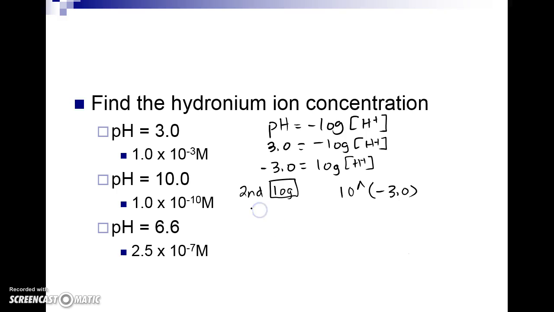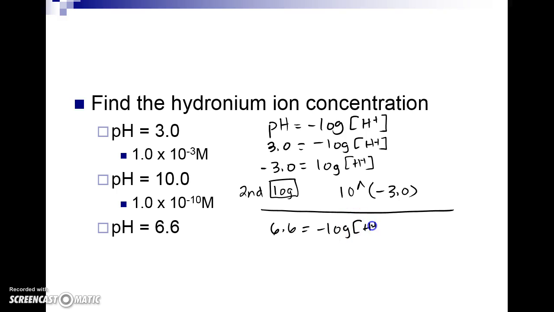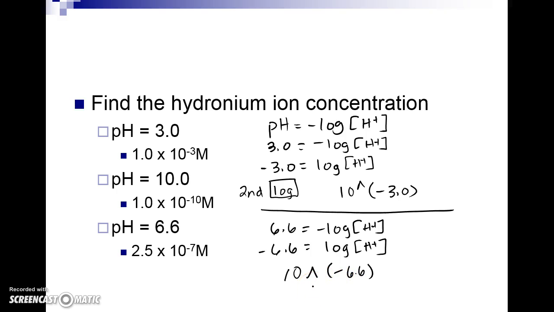So, again, I'm going to put that there. What we have is 6.6 is equal to the negative log of H plus. We have negative 6.6 is equal to the log of H plus. We have to get that negative on the other side before we hit our shift. You're going to press that second log again on your calculator, and it should look like this, 10 caret parenthesis, and then you're going to type in negative 6.6, and your answer should end up being 2.57 times 10 to the minus 7.